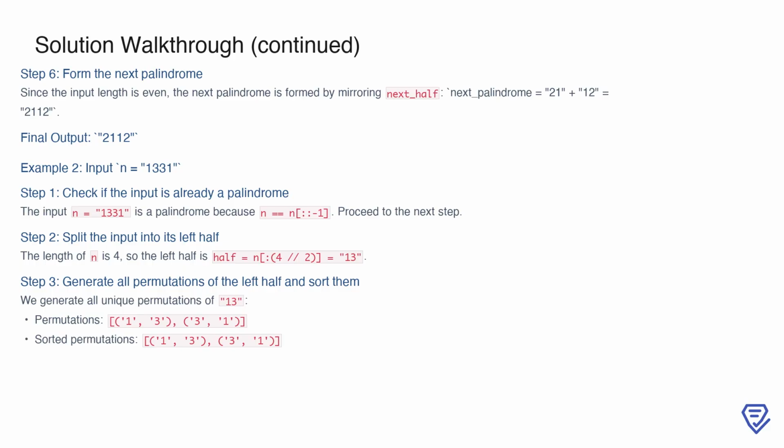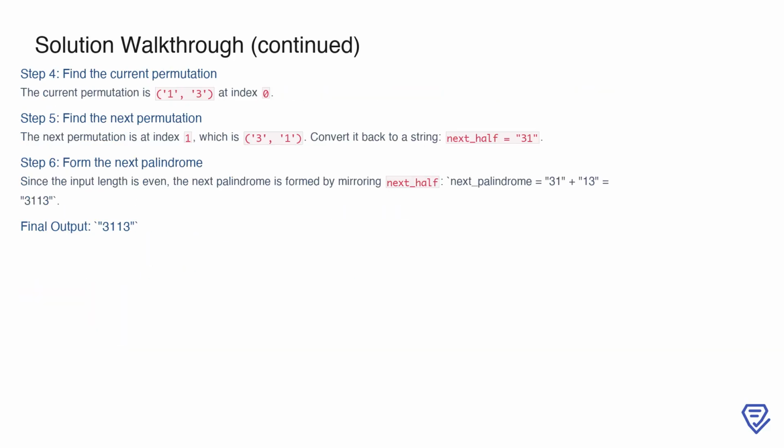The permutations are 1, 3 and 3, 1, and when sorted, they remain 1, 3 and 3, 1. After sorting the permutations of the left half, we locate the current permutation, which corresponds to the arrangement of the left half in the original input. This gives us 1, 3, located at index 0 in the sorted list. To find the next permutation, we move to index 1, which yields 3, 1. Converting this permutation back to a string, we get next_half equals 31.